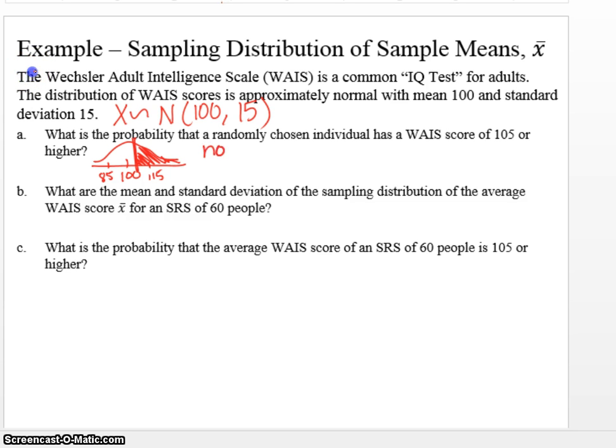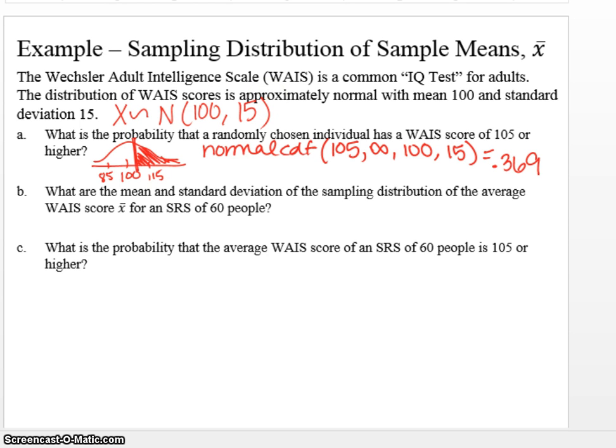We're going to do this as a normal CDF, lower bound of 105 to an upper bound of infinity, comma, a mean of 100, and a standard deviation of 15. We type that in our calculator and we get 0.369, or about 37%. So if the whole population is approximately normal, has a mean of 100 and a standard deviation of 15, the probability that one person selected will have a score of 105 or better is about 37%.